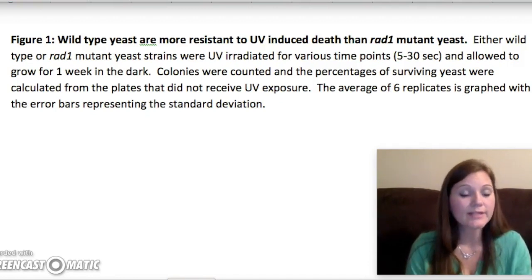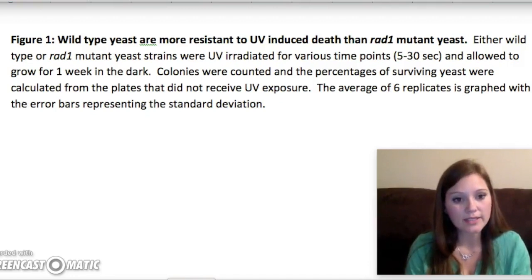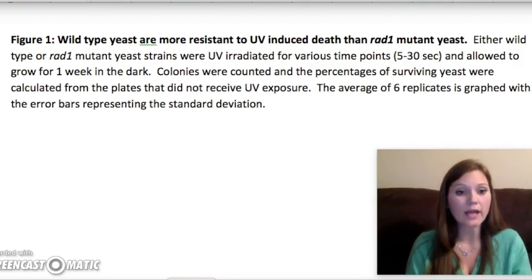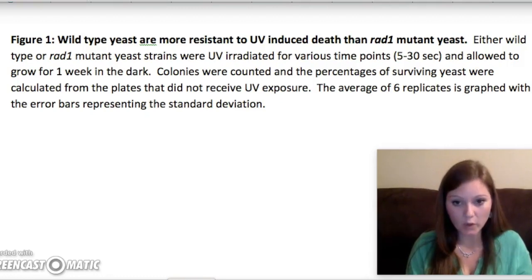Now, if they included any statistical test, they'd also put this in their figure caption. So, based on this figure caption, I would expect to see a graph that has 2 groups, the wild type and the RAD1 mutant yeast. I'd expect to see data points that show percentages of surviving yeast over the 5 to 30 seconds time course.